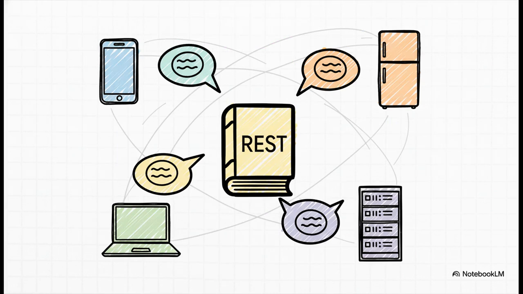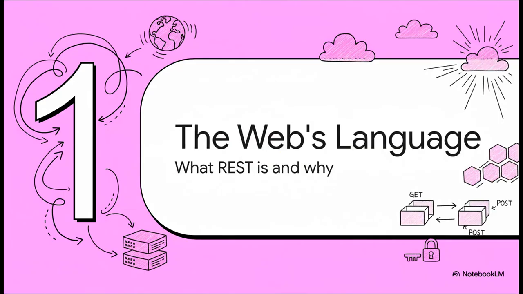Well, the answer is actually surprisingly simple. They all agree on a set of rules, right? A common language for communication. And that language is called REST. It's basically the invisible backbone of the entire modern internet. So in this first part, we're going to break down exactly what REST is, and probably more importantly, why understanding it is an absolute must for anyone working in software.